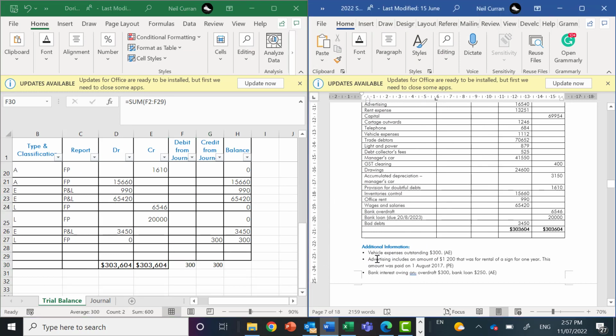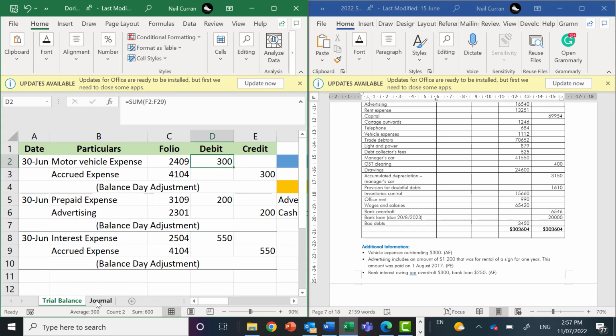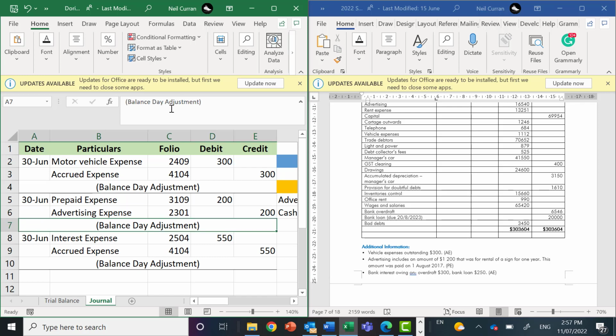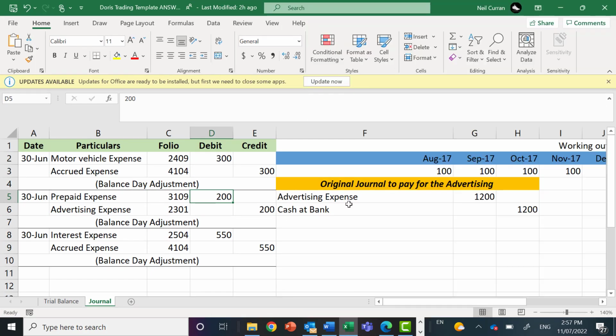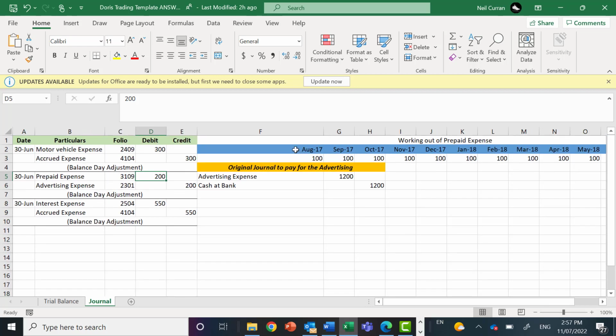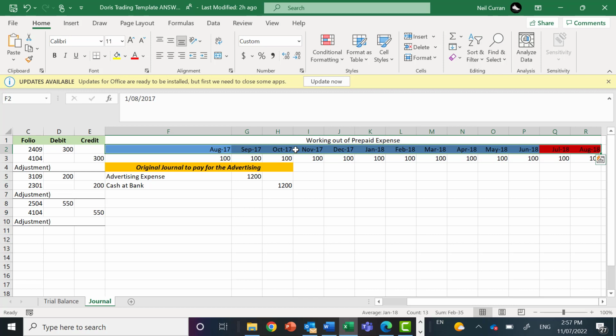The next one here is the advertising, which is a prepaid expense. So a journal here for a prepaid expense is a debit with the account number 3109, and then advertising expense is a credit for the same amount. Now what we need to work out is how much to actually put in here. And so I've done a little timeline up here for you to use. As you can see from the question, this advertising runs for a full year, so we paid it in August. So I've created 12 months' worth of months for this prepaid expense.